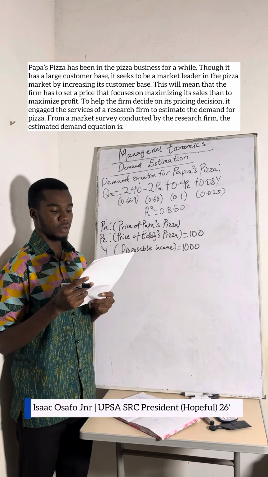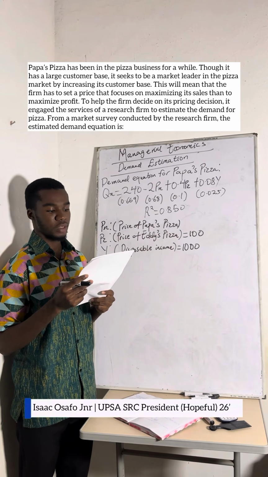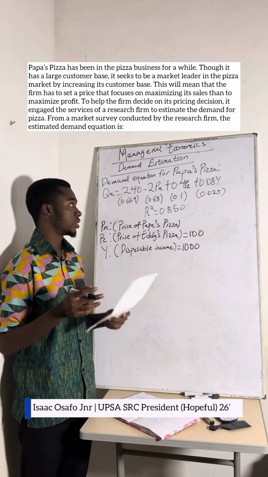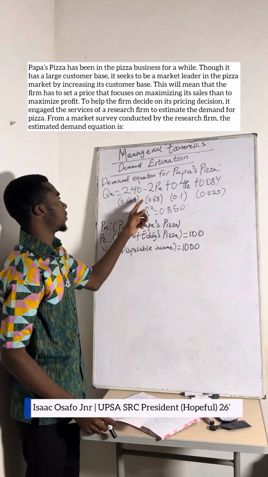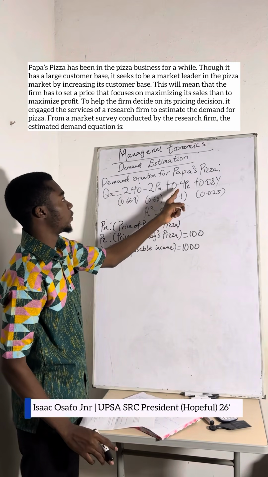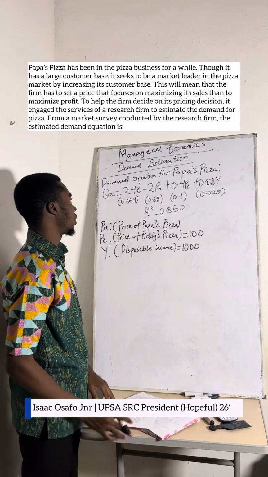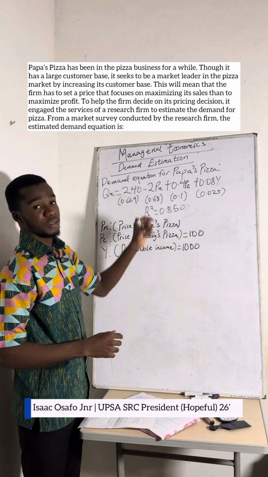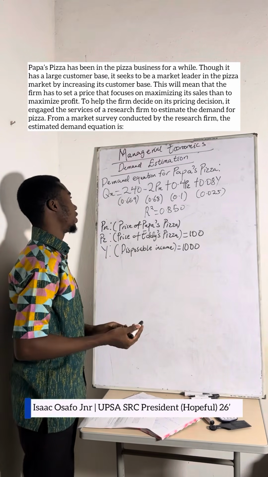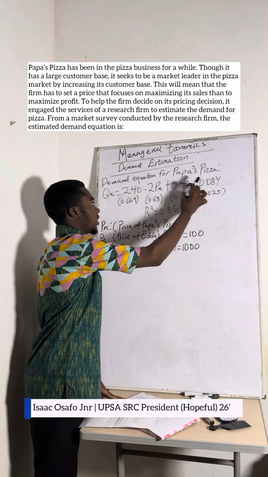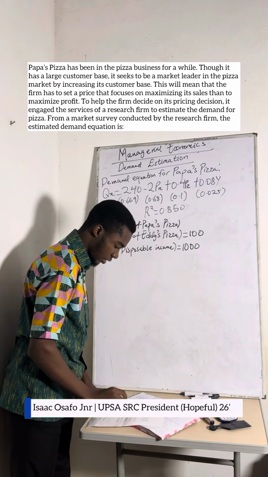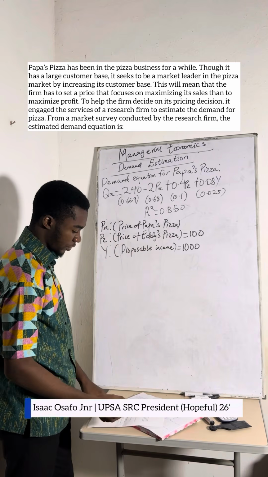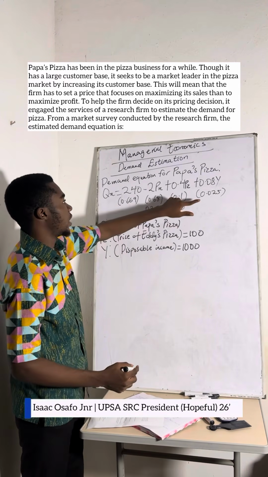From a market survey conducted by the research firm, the estimated demand equation is, so this is the demand equation you've been given: 240 minus 2Px plus 0.4Pz plus 0.08Y. So this is the demand equation for Papa's Pizza, the one they've given to you. And you were told that the values in brackets are the error terms. When you read down, they said the values in parentheses are the respective error terms.